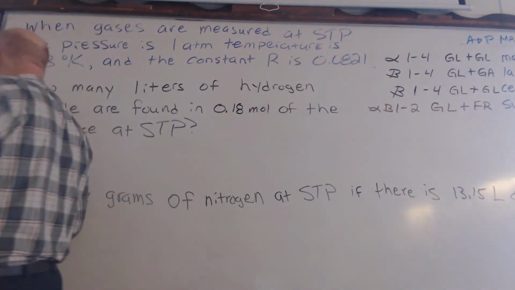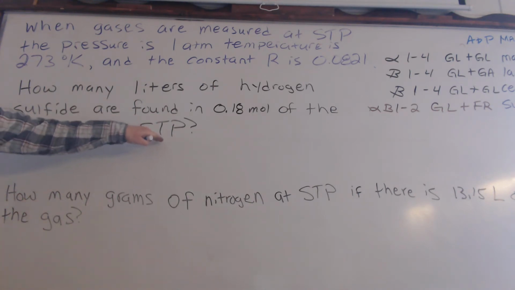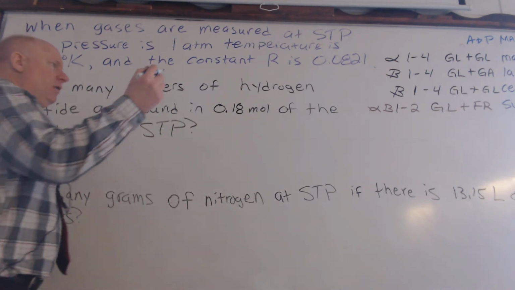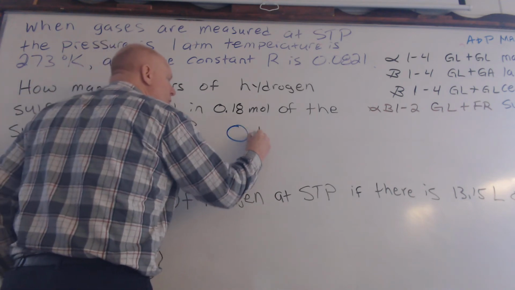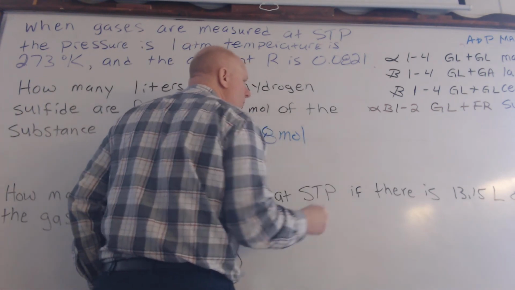Okay, it says how many liters of hydrogen sulfide are found in 0.18 moles of the substance at STP. So, you have the variable N, and you're trying to find the variable V because it's measured in liters. But since it's measured at STP, we can make some presumptions. There's only one place to start, 0.18 mole, and hydrogen sulfide would be what, do you think?